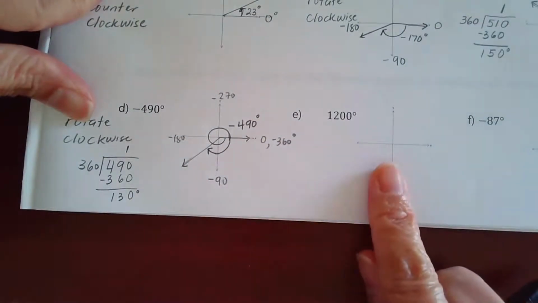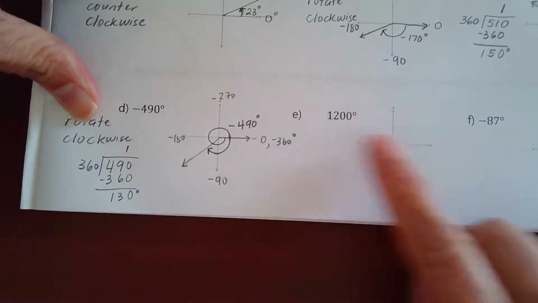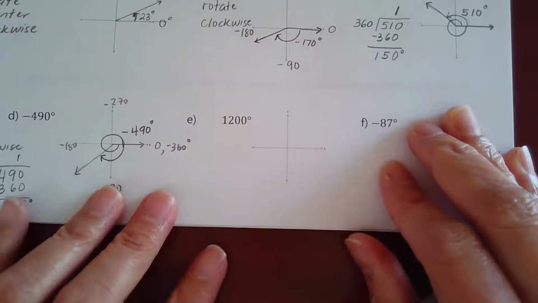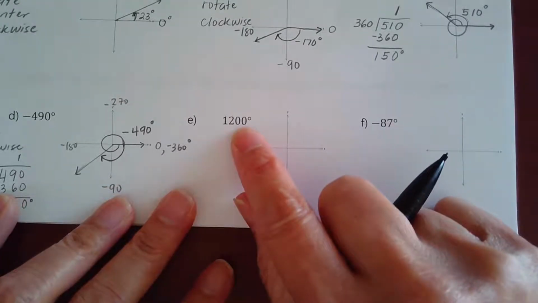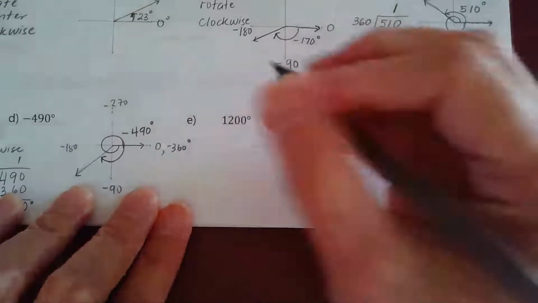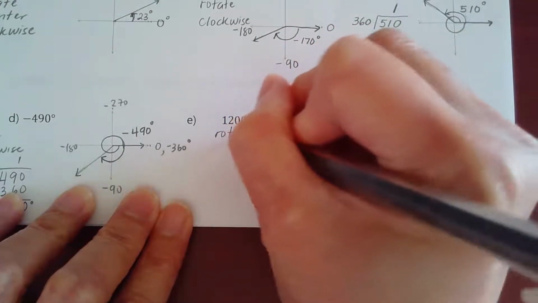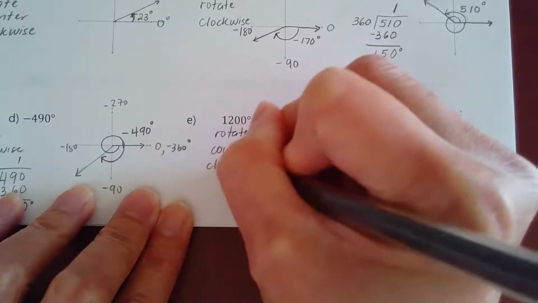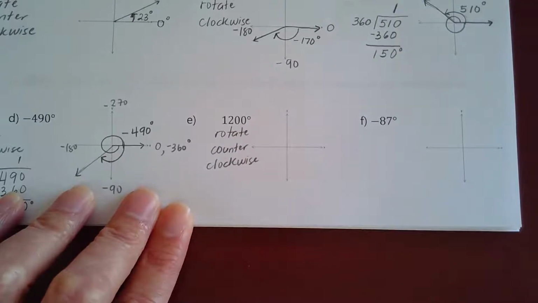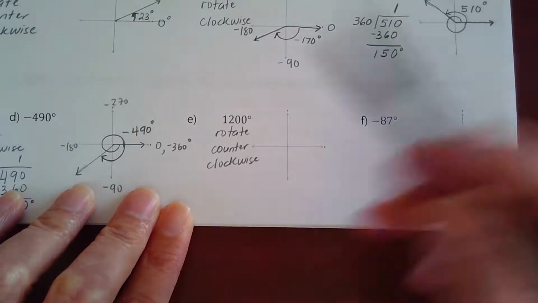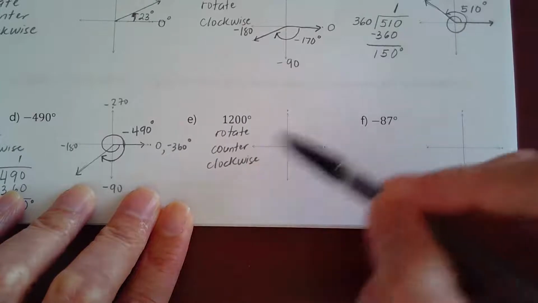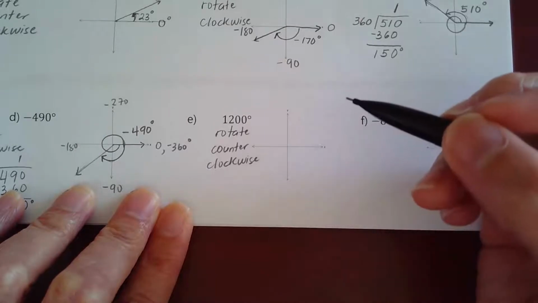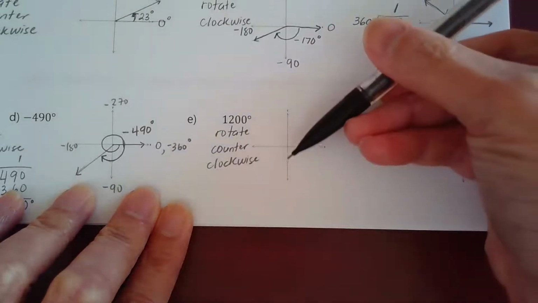Okay, now let's do this one here, 1,200 degrees. How do we sketch that one? Okay, again, this is a positive angle, so that means rotate counterclockwise. Okay, and then how do I fit that in here? Like, where does it end, right? So that's what you were thinking about. Where does the terminal arm go?